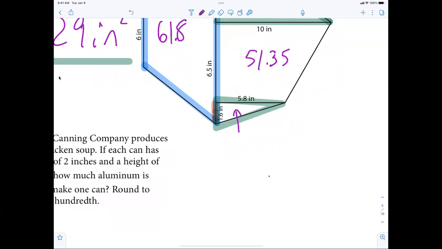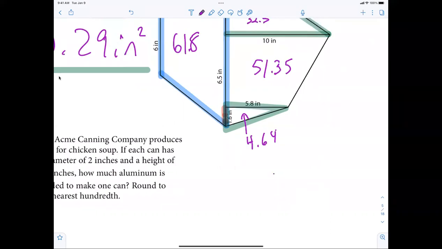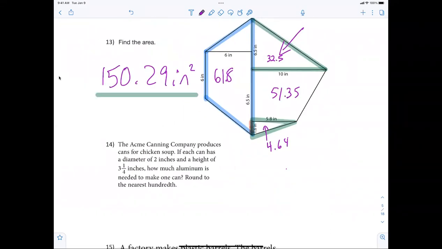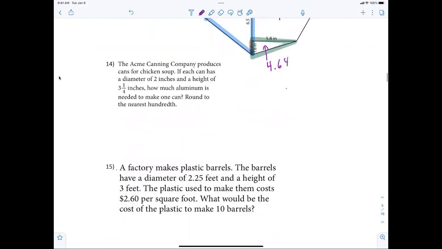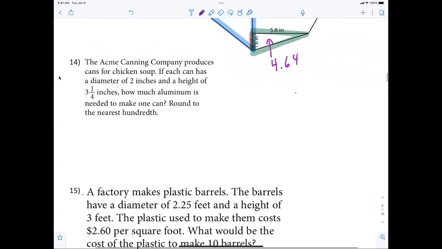What's the area of the triangle? 4.64. No, add all those up. Was it 150.29 now? Yep. All right, does that make sense now? Thank you for that information.